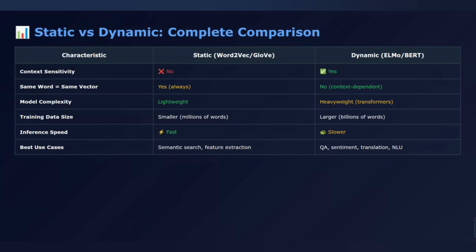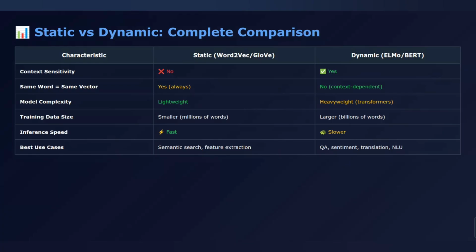Let's put everything together with a comprehensive comparison. Context sensitivity? Static embeddings? No. Dynamic? Yes. That's their whole purpose. Same word, same vector? Static? Always yes. Dynamic? No. It depends on context. Model complexity? Static embeddings are lightweight and fast. Dynamic embeddings use transformers. They're heavyweight but powerful.